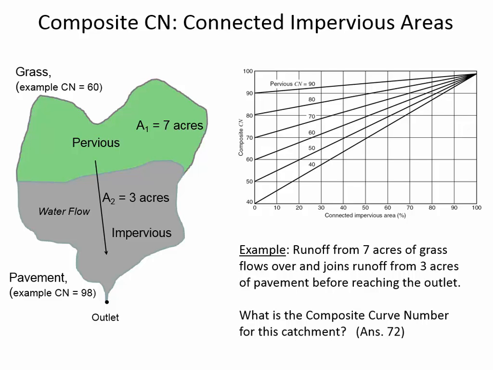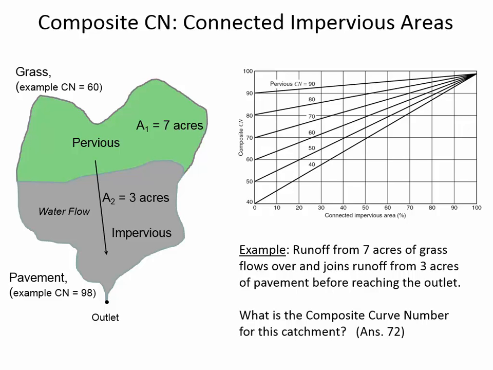In the next example, we're going to flip these two. We're going to make it so that the impervious is upstream from the pervious. But in this first one, it is directly connected impervious area. Directly connected, and by that I mean to the outlet.